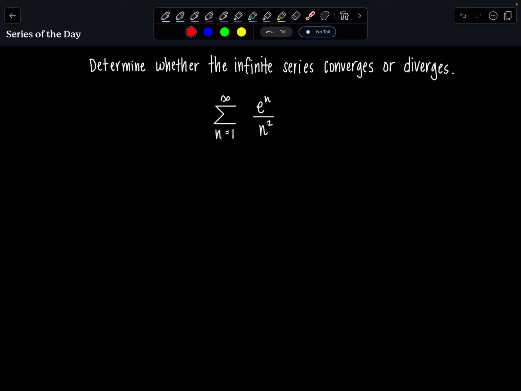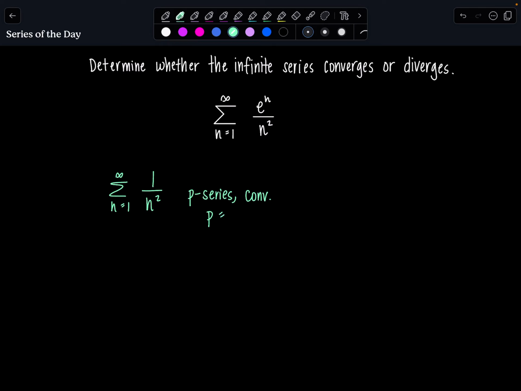All right, I'm going to first start off by telling you what we can't do before I tell you what test is appropriate for this series. Perhaps you see n squared in the denominator, and you're thinking of the sum n equals 1 to infinity of 1 over n squared, which we know is a p series, and it converges because p is equal to 2, which is greater than 1.